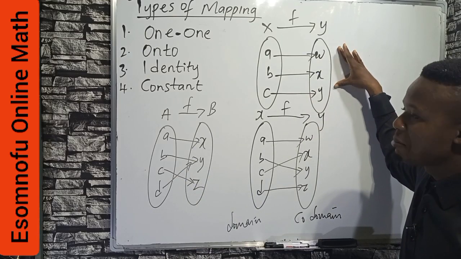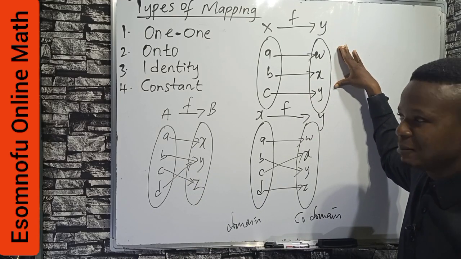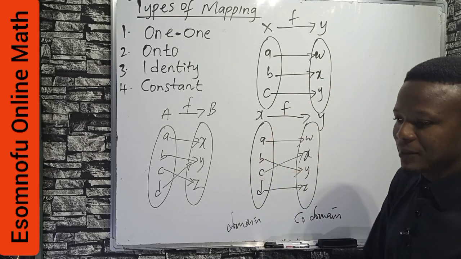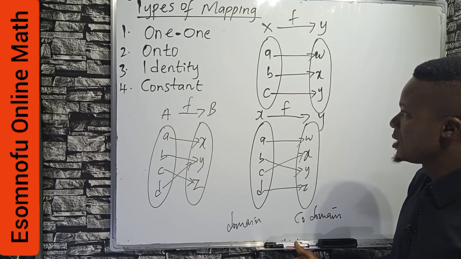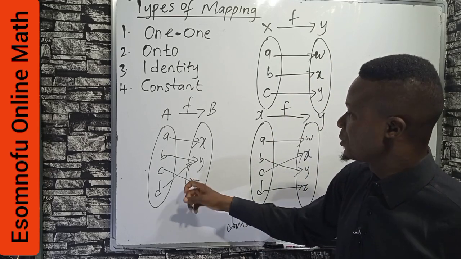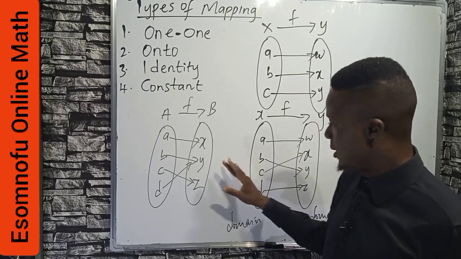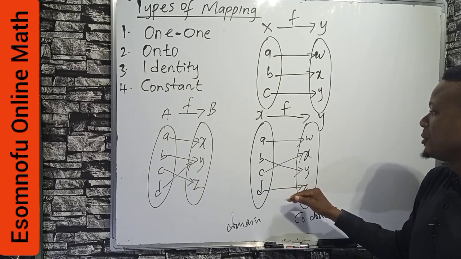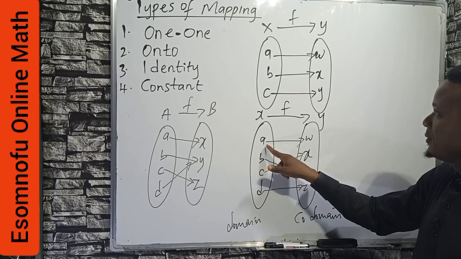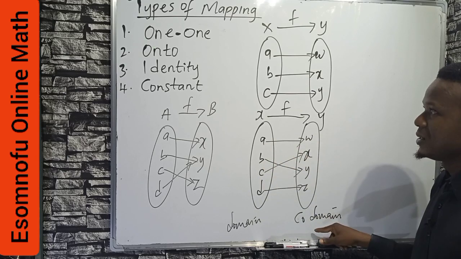In fact, every one-to-one mapping is an onto mapping, but not all onto mapping is one-to-one mapping, because this is onto mapping, but it's not one-to-one. This is onto, and it's still one-to-one because all the elements of the domain are having a single image here.